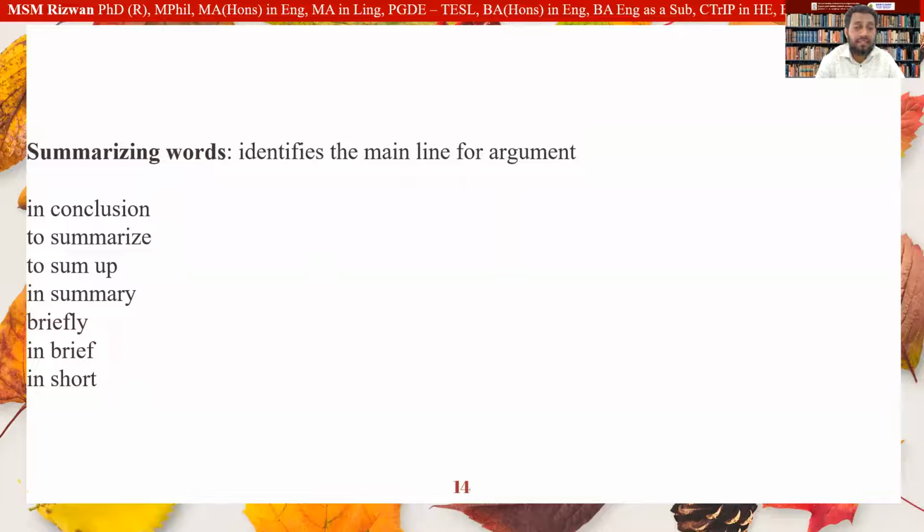Now you can learn about the summarizing words. In the conclusion, when you conclude the paragraph or when you conclude an essay, you need these summarizing words. They are used to identify the main line of argument, right? So in the conclusion, you have to state the main line of your arguments. In that aspect, you can use the given summarizing words.